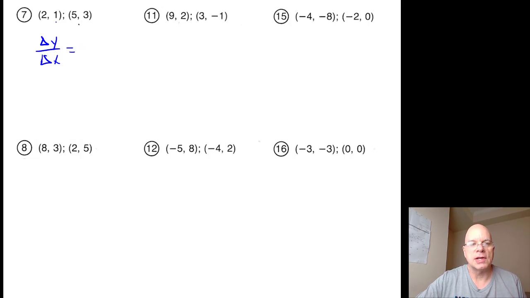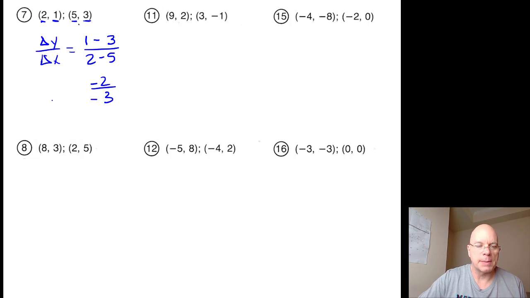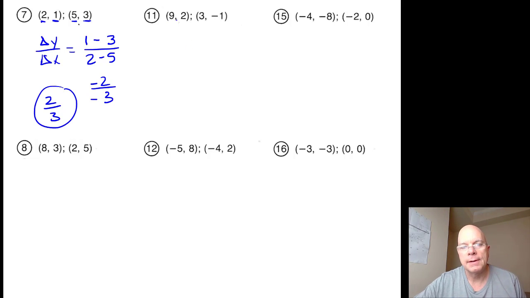Just for consistency, I'm going to start with the first y value and subtract the second y value on all of these. So 1 minus positive 3 over 2 minus positive 5. 1 minus 3 is negative 2. 2 minus 5 is negative 3. And negative divided by negative is a positive, so 2/3 would be the slope for 7.